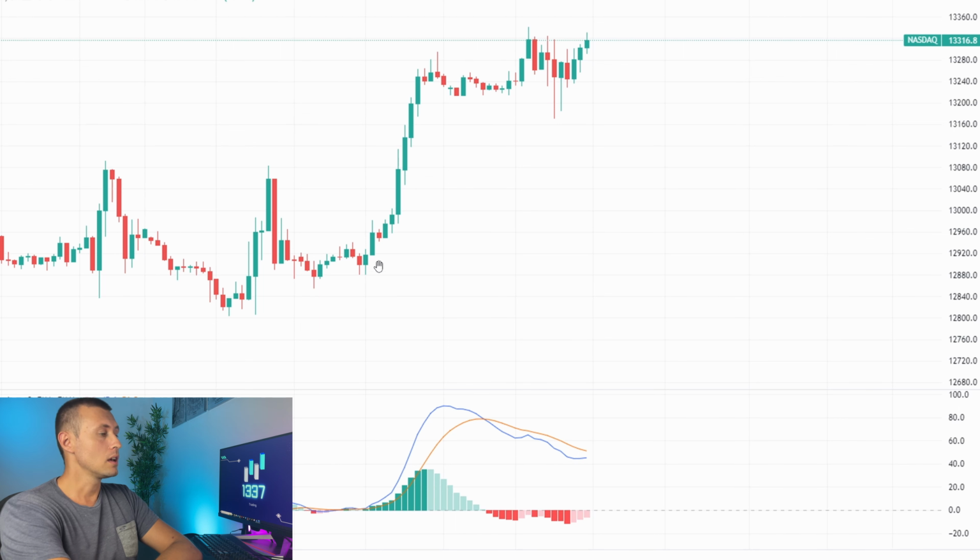Now let me show you how the divergence looks on the graph. So this is a price movement and this is an indicator, MACD in this case. So the price moves up, indicator moves up. The price goes down, indicator goes down. Price goes up again, indicator goes slightly up again. Price goes down, indicator goes down. Price goes up and the indicator started going down.